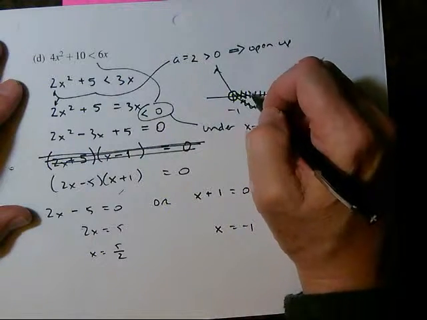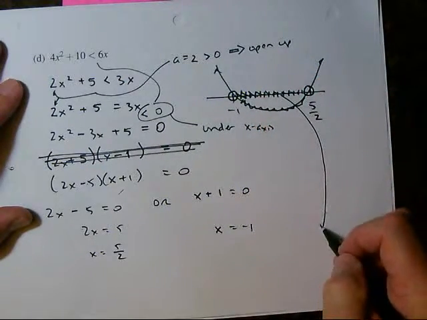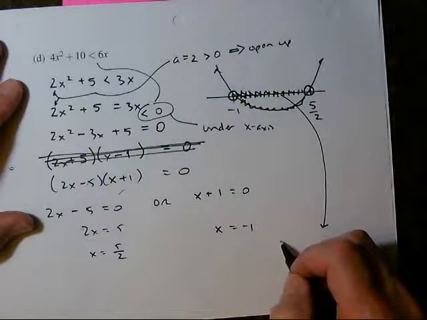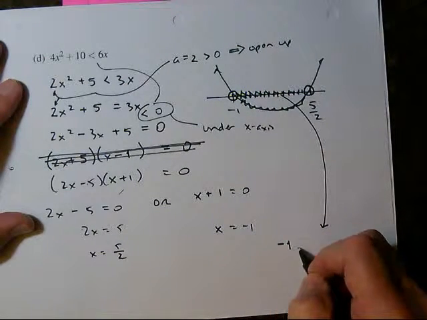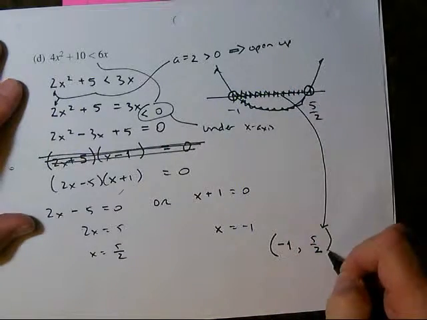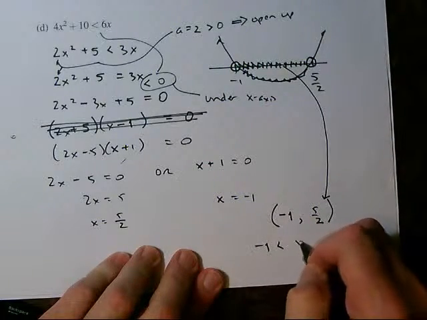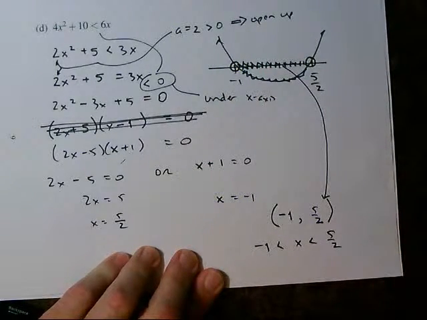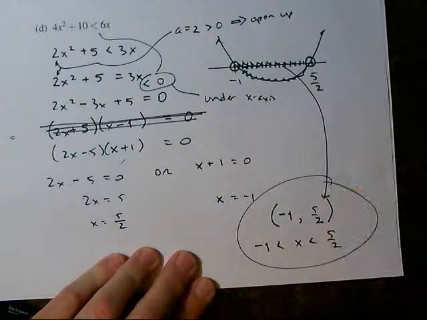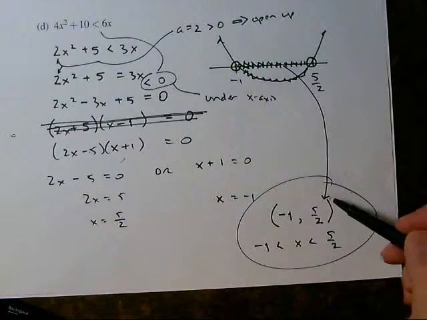So there's the graph of my solution, and I can just take that graph down here, and I can translate it as an interval, -1 to 5/2 exclusively. That's an interval, or I could say -1 is less than x is less than 5/2. So depending on how you have to write the solution, or if on a test I don't specify, do one or the other.